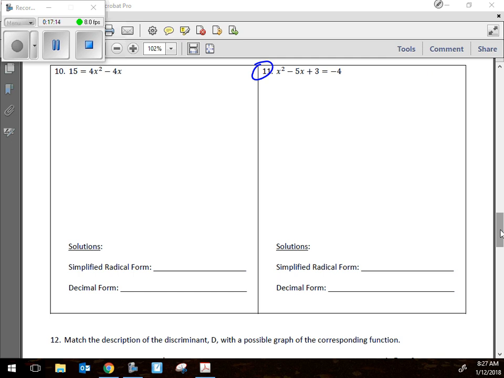It's not set equal to 0. Very good. You've got to make that tweak first. You can't try to stick those numbers into the quadratic formula or factor it or whatever. It won't work. You've got to set it equal to 0. All right.